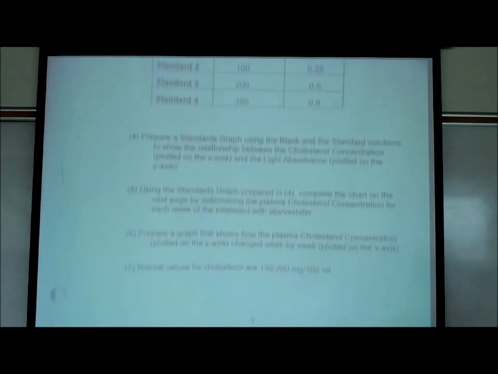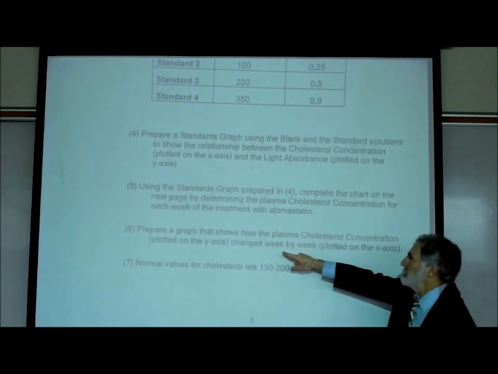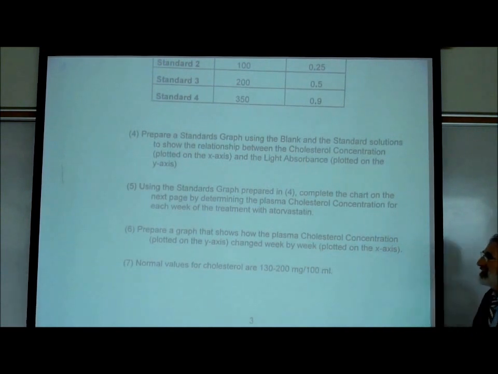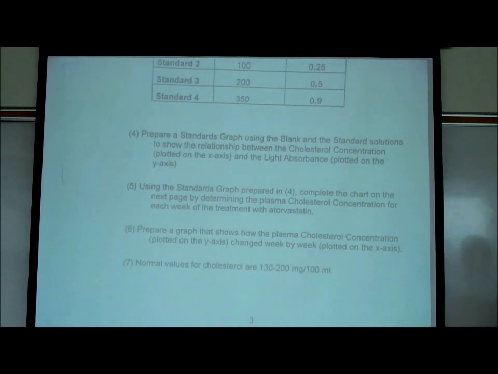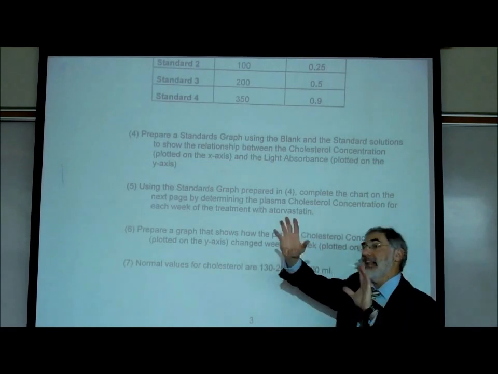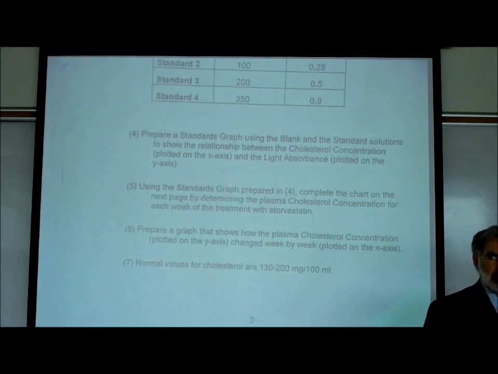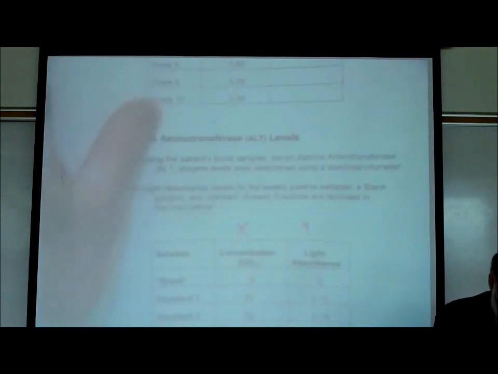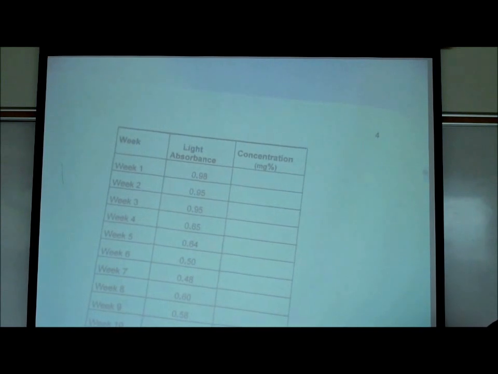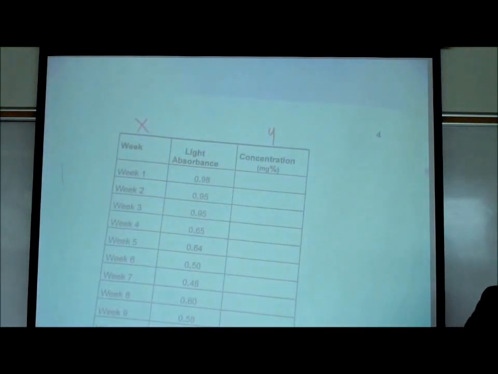Now, back on the previous page, page 3, after you've completed that chart, number 6, construct another graph. This is a second graph that shows how the plasma cholesterol concentration, plotted on the y-axis, changed week by week, plotted on the x-axis. Again, I'm telling you exactly how to lay out the graph: what's on the x-axis and what's on the y-axis. We want to know, how did the cholesterol level change week by week? In other words, on page 4, this is on the x-axis, this is on the y-axis.